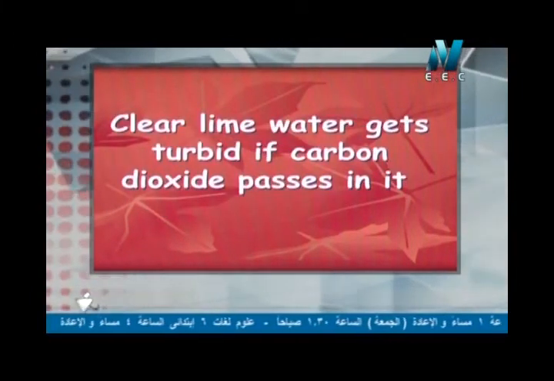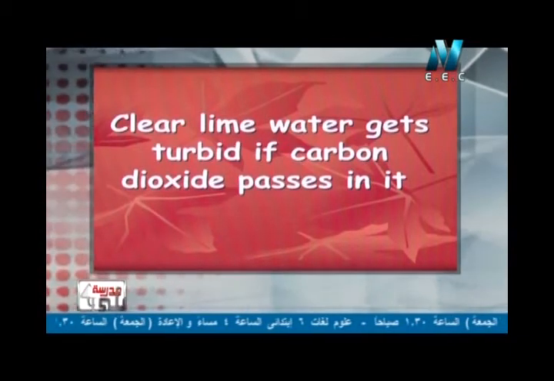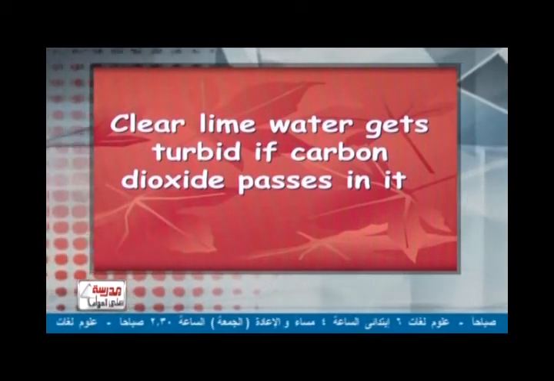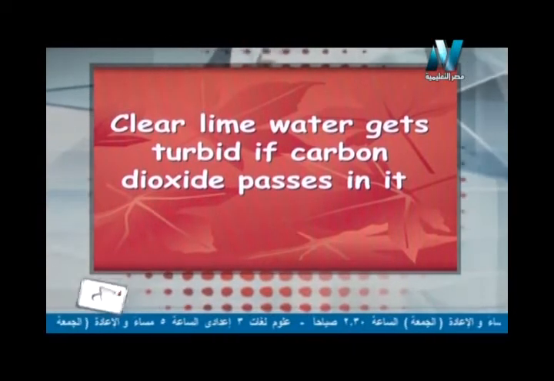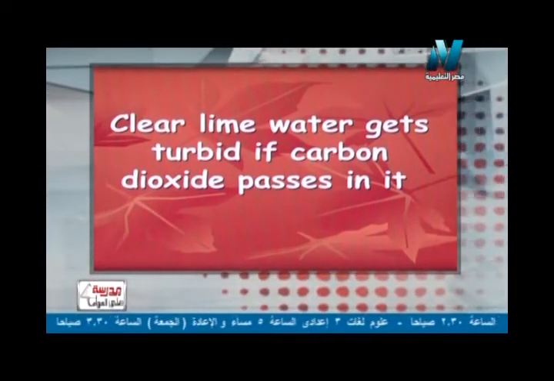So another question. Clear lime water gets turbid if carbon dioxide gas passes in it. Again, clear lime water gets turbid if carbon dioxide gas passes through it.